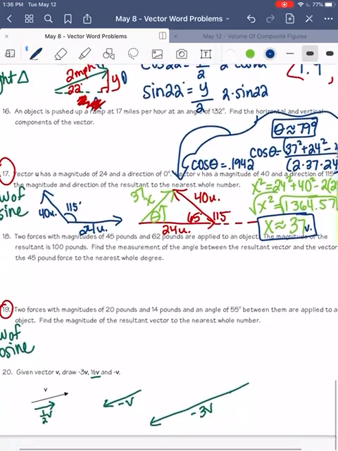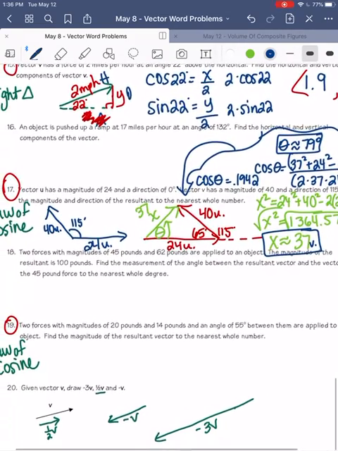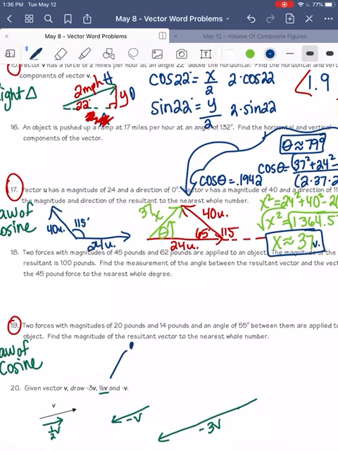And then lastly, two forces with magnitude 20 and 14 pounds are at an angle of 55 degrees between them. Okay, so we have 55 degrees between them, we have 20 pounds, and we have 14 pounds. We need to find the magnitude of the resultant, but can we leave it like this? And it says no. We cannot, because it is not tip to tail. So we're going to keep this one as is. We're going to slide this, that's not parallel, sorry, here. So 55 degrees goes here.